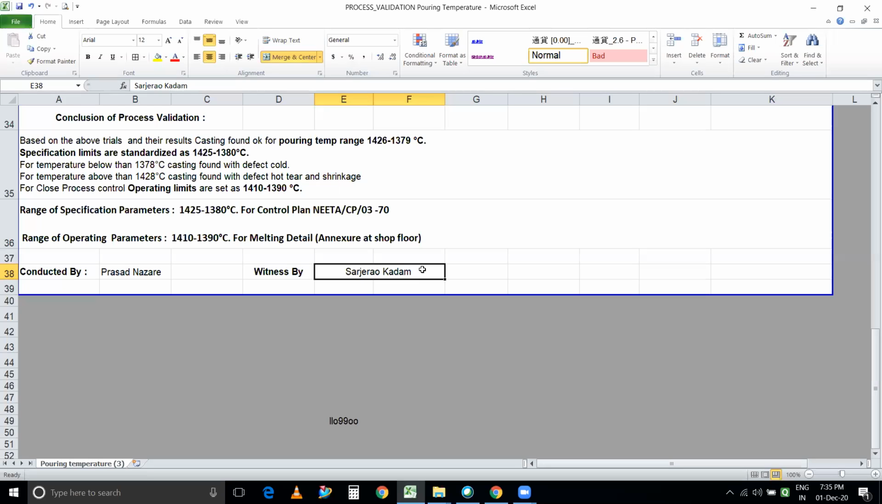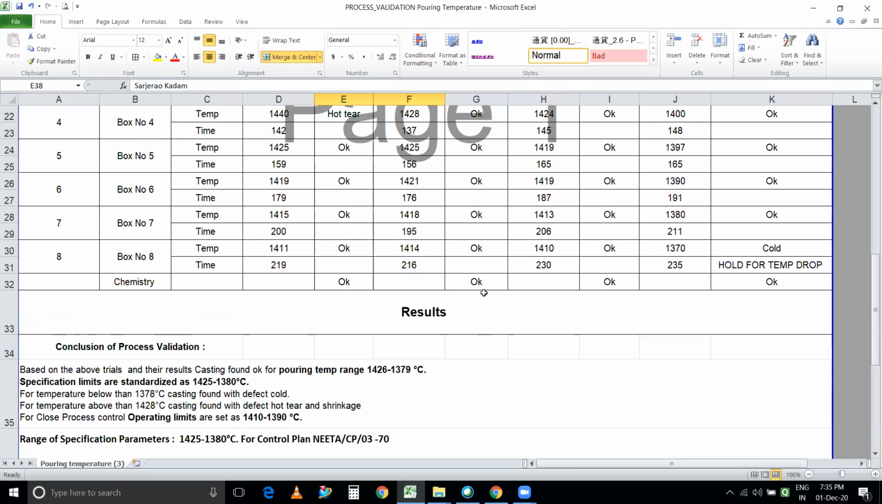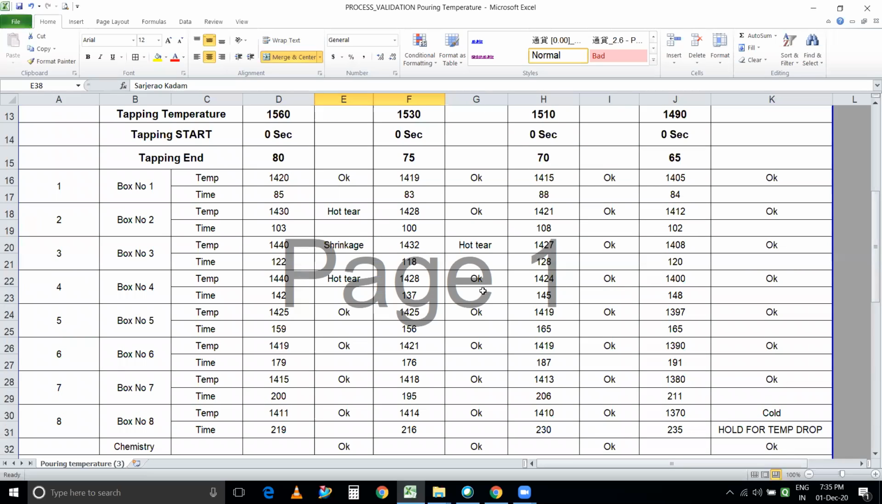For example, if I can get okay results for 8 boxes, then I can also think, is there scope to add a ninth mold in the line? Depending on pouring time and drop of temperature, I can check my scope to add the ninth box in a line. That is the second benefit given by the process validation.